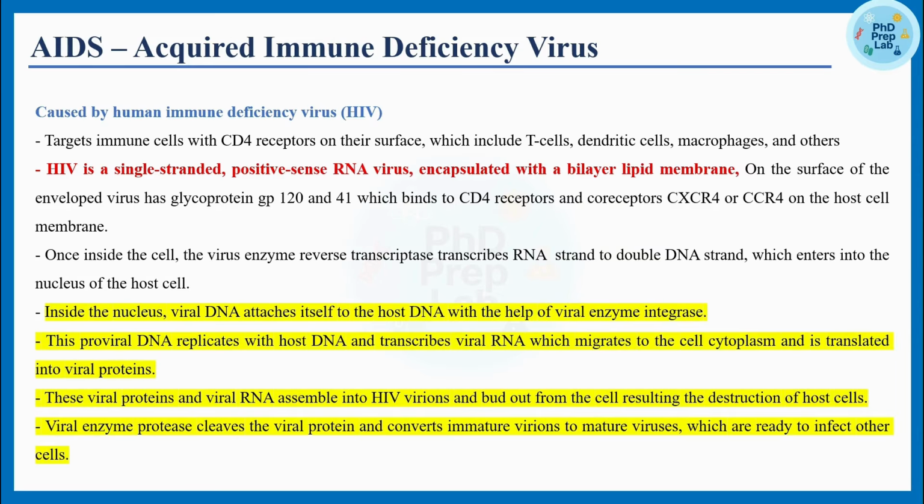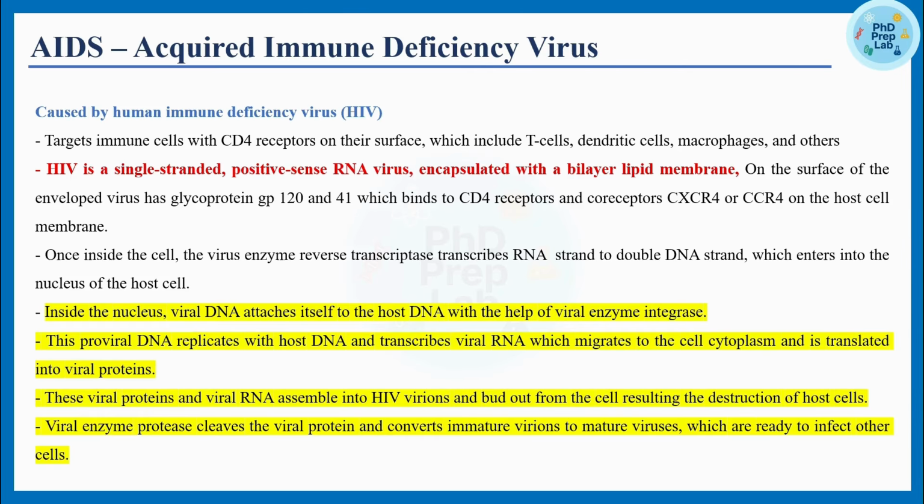Now we have the very widely studied viral disorder, which is AIDS, acquired immunodeficiency syndrome. The virus that causes AIDS is actually HIV, the human immunodeficiency virus. This virus mainly targets the immune cells which have CD4 receptors on their surface, which includes the T cells, dendritic cells, macrophages, and others as well. So HIV is a single-stranded positive sense RNA virus.